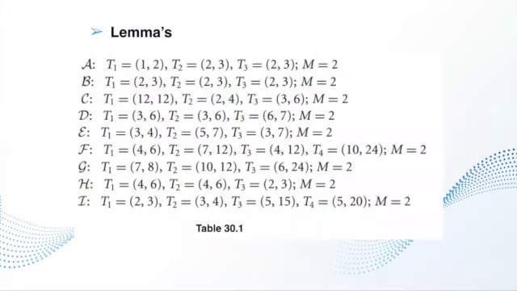Below is a list of task systems that will be used to further separate the algorithm classes. Each task is written as an ordered pair (E, P), where E is the execution requirement and P is the period. The number of available processors is denoted by M. In three of the following lemmas, we make implicit use of theorem 30.1 to establish certain results.